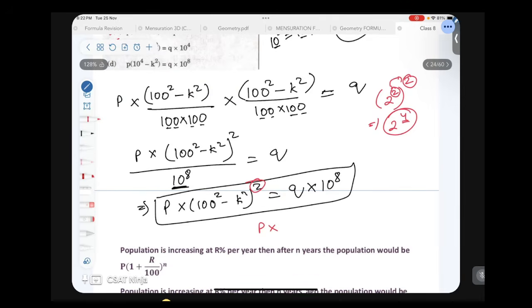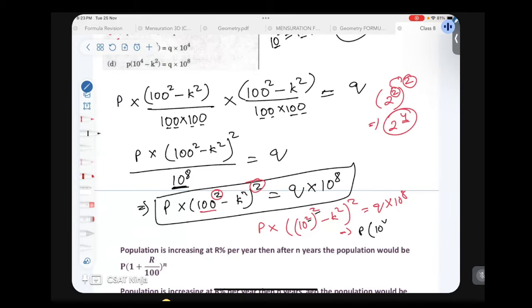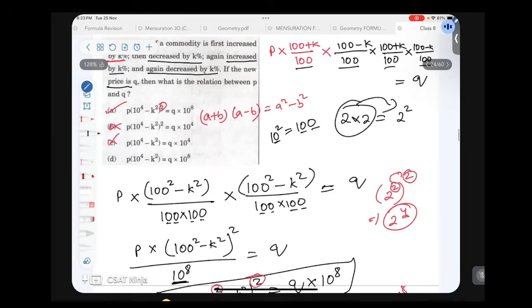What I'll do is 100 can be written as 10 to the power 2. And there is a power of 2, minus k square whole square, into q into 10 to the power 8. Can I write it this way? P into 10 to the power 2 to the power 2, that means 2 to the 4. 10 to the power 4 minus k square to the power 2 equals q into 10 to the power 8. So which is option number A there.